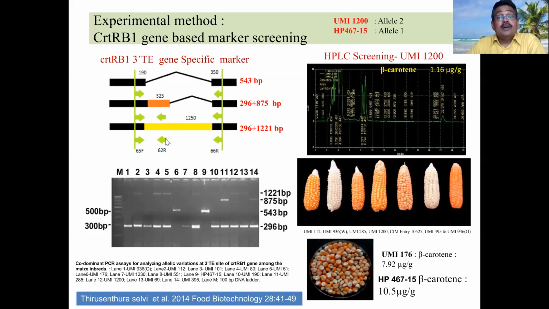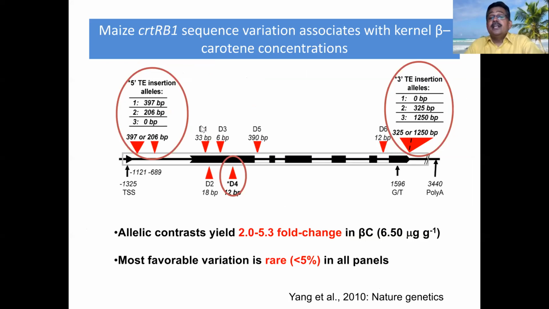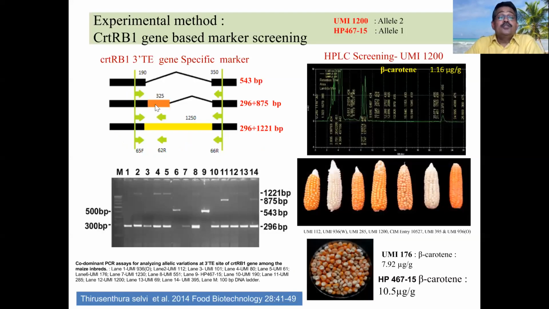In some cases, if you screen some inbred lines, you have a bigger insertion, that is 1250 base pair. As we saw in the previous slides, there may be a 125 base pair insertion, or a 325 base pair insertion, or a 1250 base pair insertion. If there is a small insertion, you have 296 plus 875 base pair. If it is the big insertion, when you amplify with these three primers, you will get 296 plus 1221 base pair amplicon, which is the late amplicon you can see.